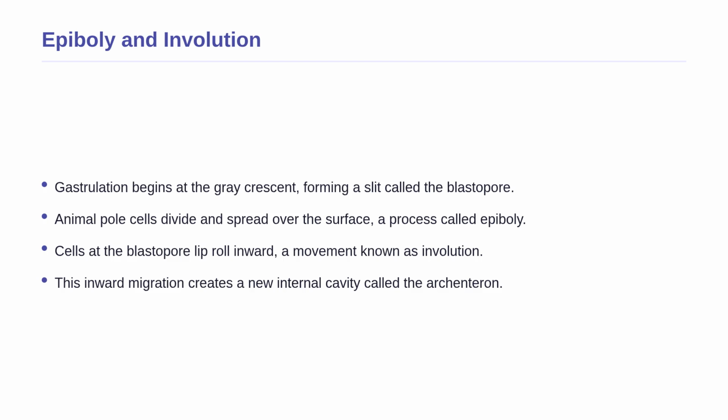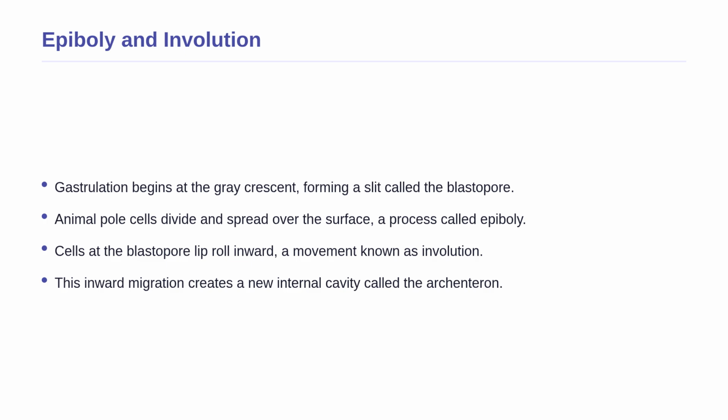Now that we understand what the blastula is, let us look at how it actually folds inward. The process kicks off at a specific region called the gray crescent, where a small indentation forms, known as the blastopore. From here, two massive cellular movements occur simultaneously.